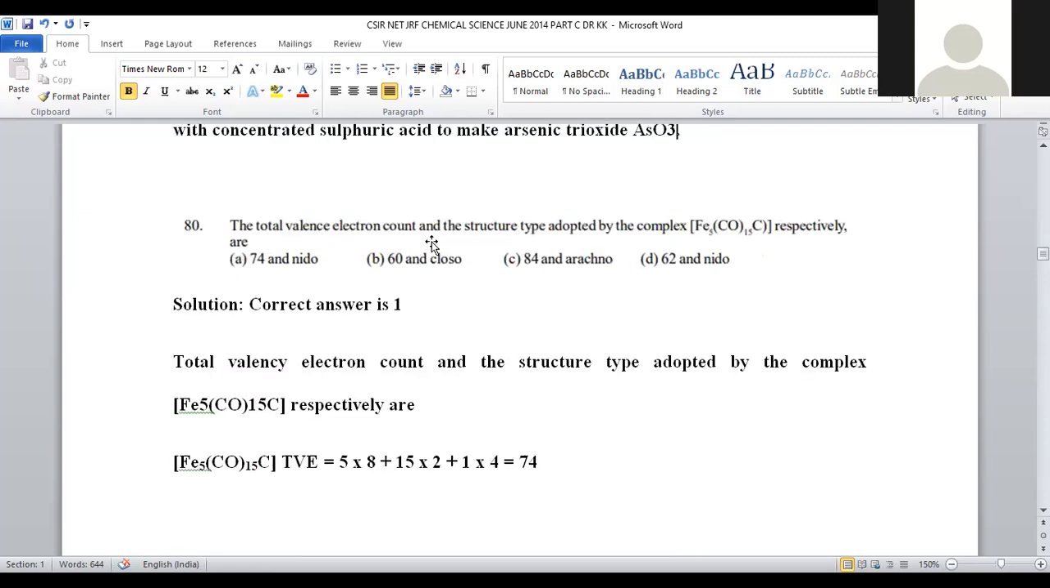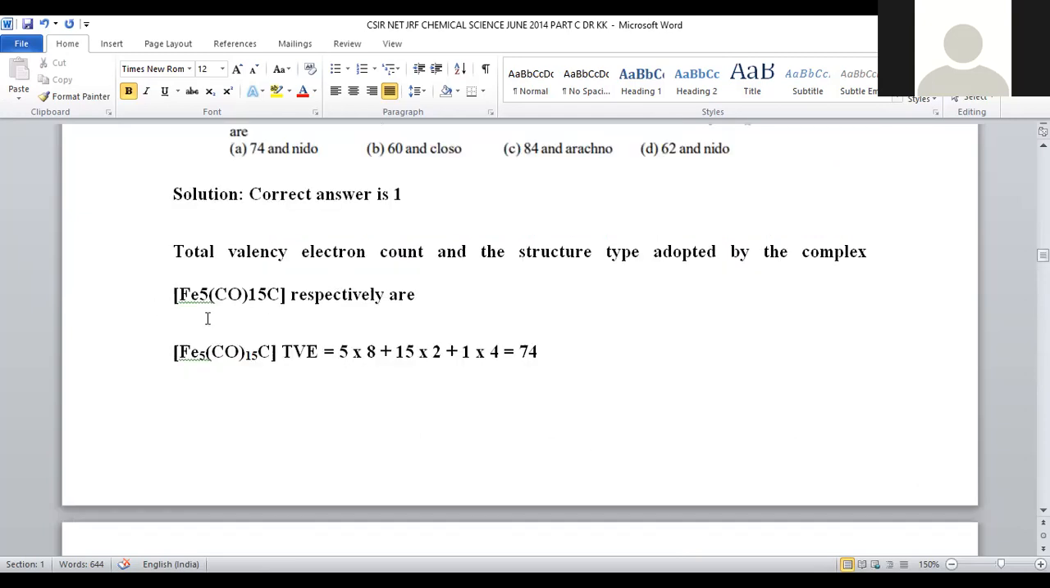The total valency electron count and the structure type adopted by the complex Fe5(CO)15C respectively. Okay, here the iron polycarbonyl system was given. In this system, the things we have to predict are two: one is the total valency electron count and the other is its cluster structure. Both should be defined. For that purpose, we are taking Fe5(CO)15C.